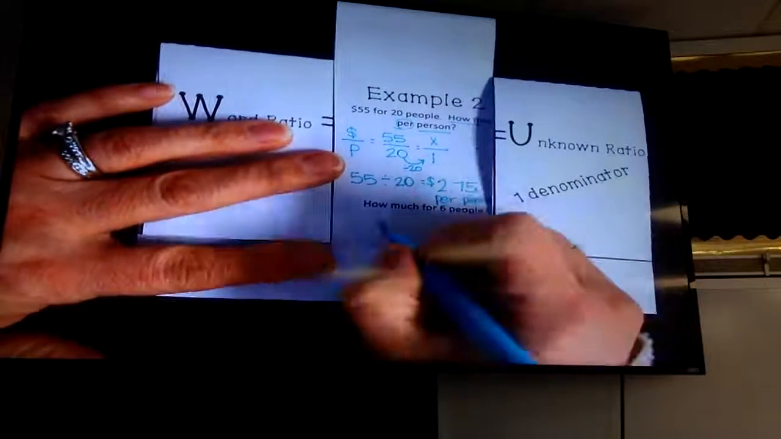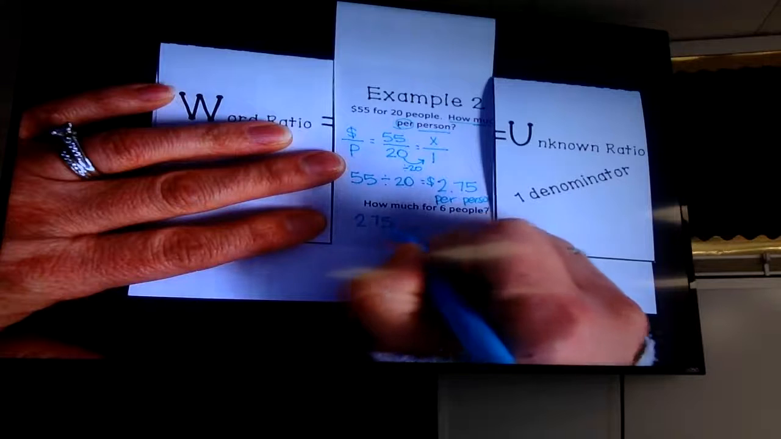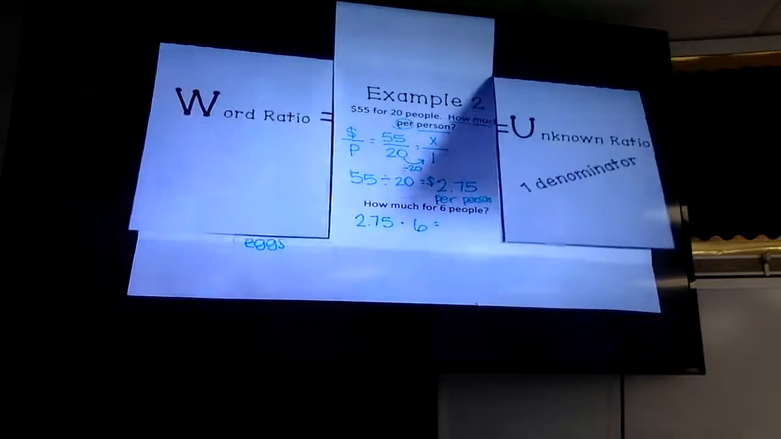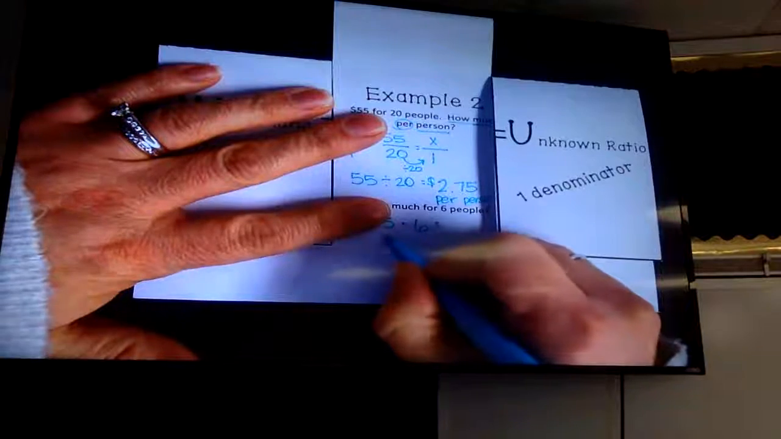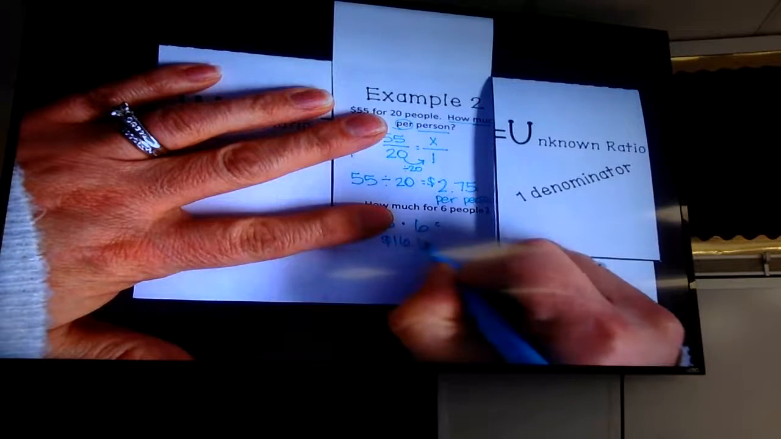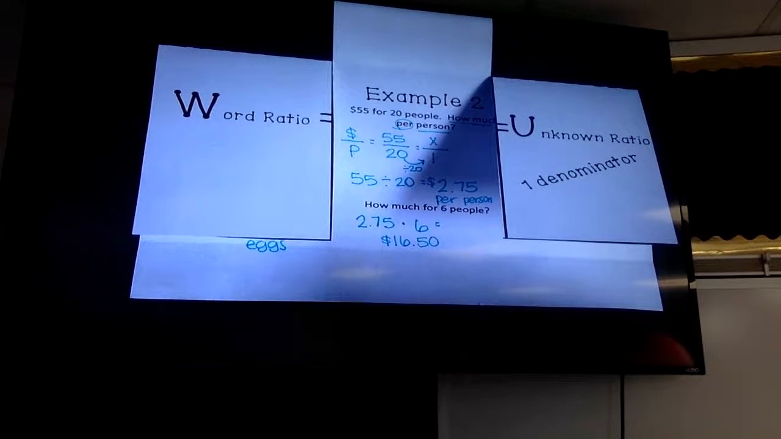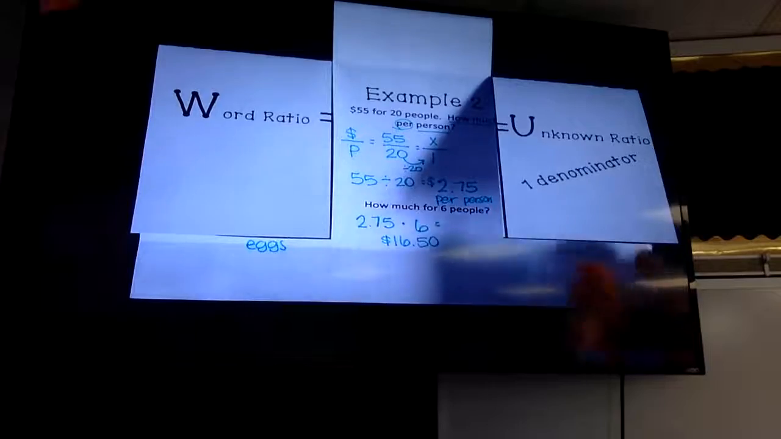So remember, 2 labels in a unit rate. So how much for 6 people? Well, if it's $2.75 for one person, and I have 6 people, I'm going to multiply them together to get my answer. So let's see, $2.75 times 6 would tell me that it's going to cost $16.50 for 6 people. Easy peasy, right? I'm hoping these are, oh yeah, I remember doing this last year.